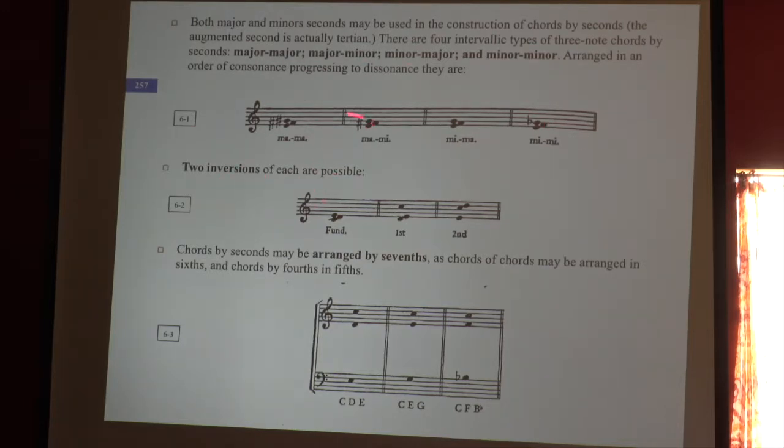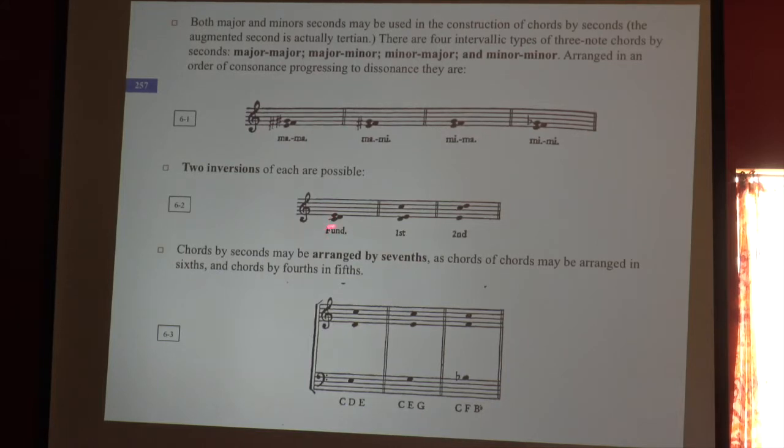Two inversions of each are possible. Now, one thing with terminology: because with these chords he doesn't want to call them root position, since with a chord by seconds or a chord by fourths, sometimes it's hard to say what is the root. Any note can be the root. So he refers to it as fundamental. That's what we mean by fundamental.